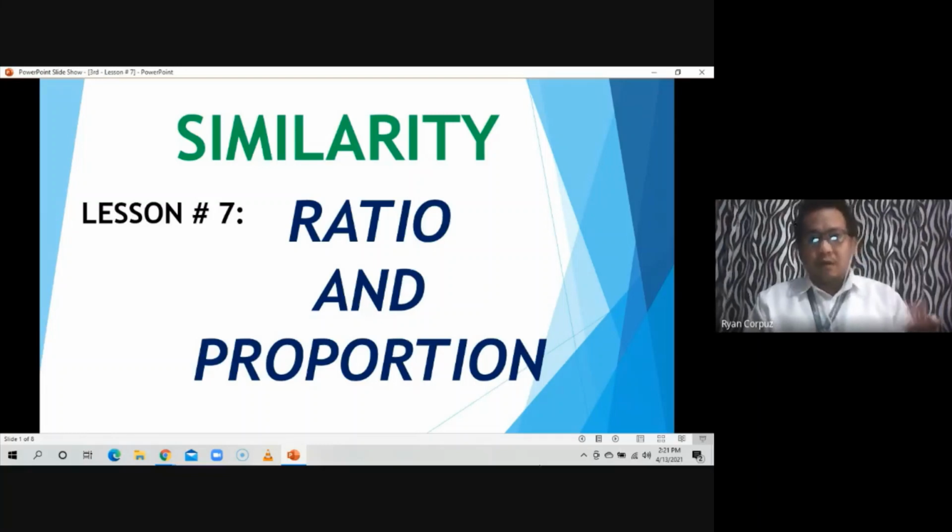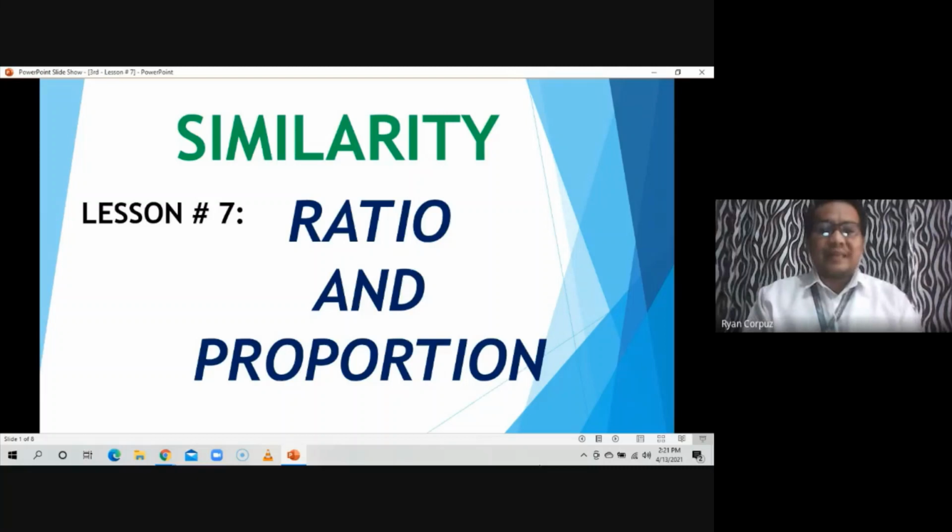So, I guess all of you are already familiar about ratio and proportion because if I'm not mistaken, you have encountered this topic before.